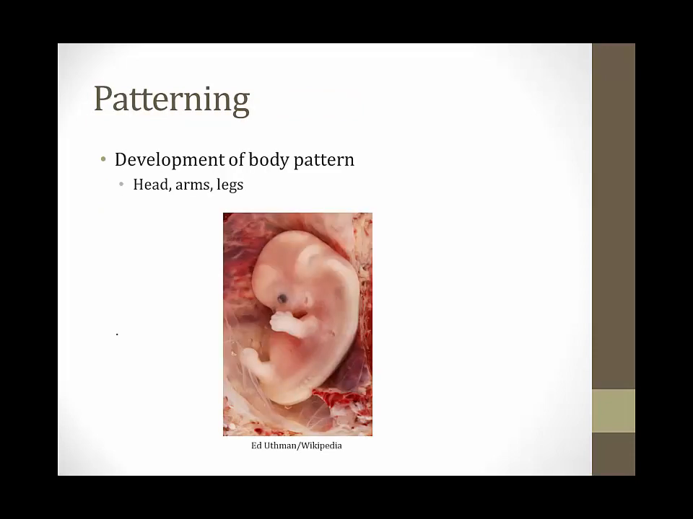The first thing I want to do is define an important term, and that's the term patterning. The fertilized egg, which is a single cell, becomes a multicellular organism with a head, arms, and legs, also with organs like the heart in a certain position and the kidneys in a certain position. That process is called embryonic patterning, and many of the genes we'll talk about in this video are important for normal patterning of the embryo.